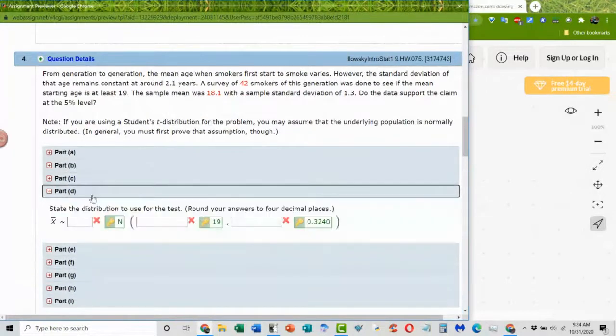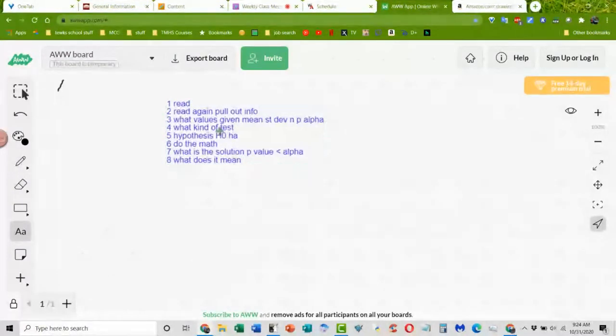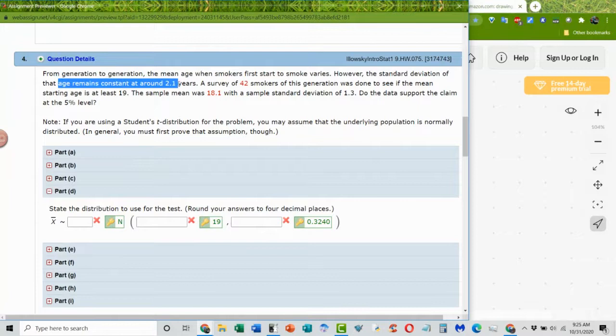I'm not even going to bother with this here. What kind of distribution do we have? We figure out what we have for given. What kind of test are we using? That's where this is useful. The distribution will tell us what kind of test we have. Because we know the population standard deviation, it's right here: the population standard deviation is 2.1 years. So that tells us it's normally distributed. We're going to do a z-test, so this is going to be normal.